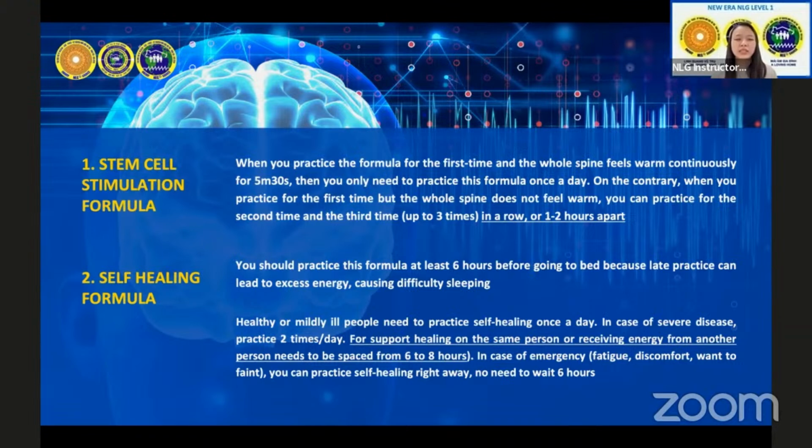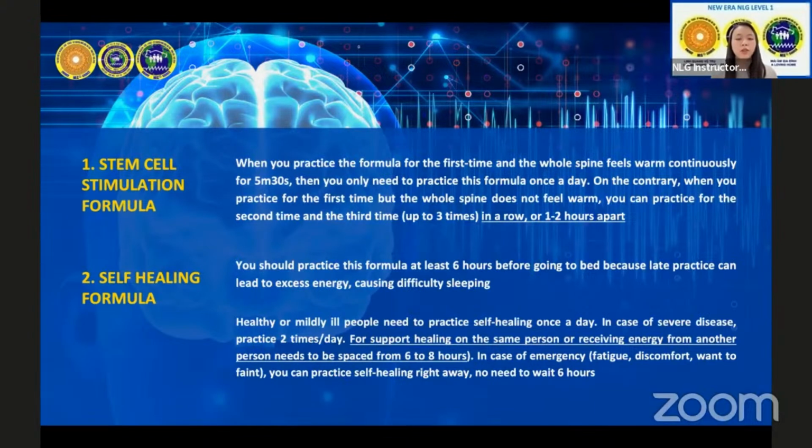And then for the self-healing, you should practice this formula at least 6 hours before bed, because late practice can lead to excess energy, causing difficulty sleeping, as we already know. And so if you do experience some sleeping difficulties because you accidentally practiced a little too close to bedtime, then remember the breathing technique that I talked about yesterday. You breathe in through the nose for 3 seconds, and then breathe out through the mouth for 6 seconds. So short inhale, long exhale. And you do that 3 times.